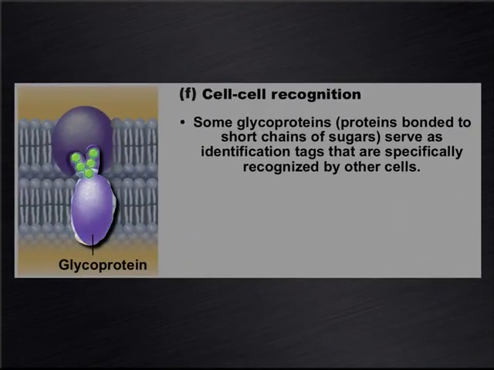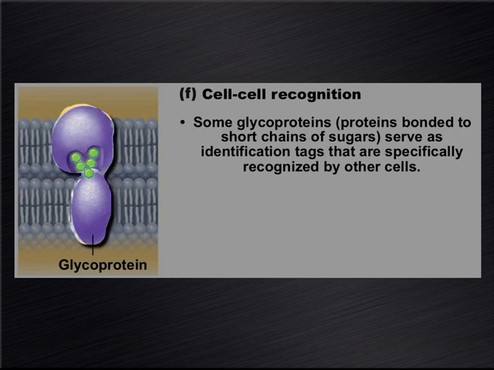Now, in this picture, we see a protein involved in cell-to-cell recognition. The glycoprotein in the bottom cell is being recognized by the upper cell. The upper cell might be something like a white blood cell that's going to go around and check for foreign invaders to make sure things that are there belong there.